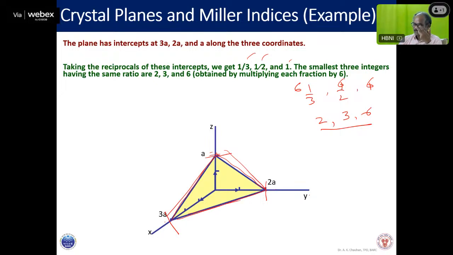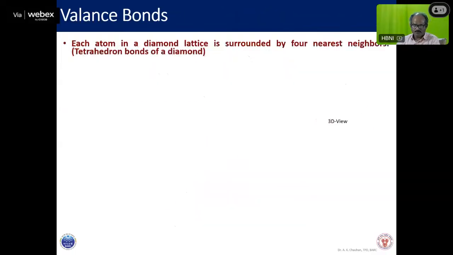Suppose I say the (1, 0, 0) plane. It is a plane which is just cutting, you can say it is in the YZ direction. Why? Because it is not coming on the Y and Z axes. So it is a YZ plane. In the X direction, it is coming at unit distance. So this plane is 3D.